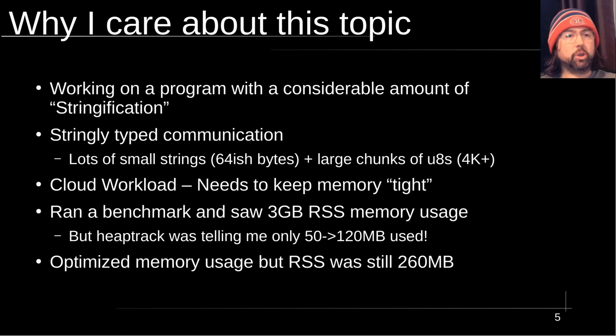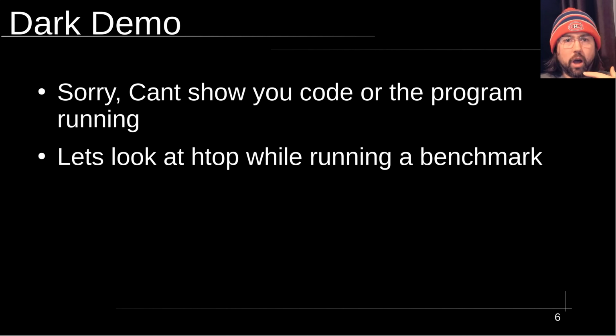So I started doing some work on the program and I started optimizing my memory usage, and I eventually got my RSS down to 260. But still, that's a lot larger than the 120 or 50 that Heaptrack was telling me. So I need to give you a demo here.